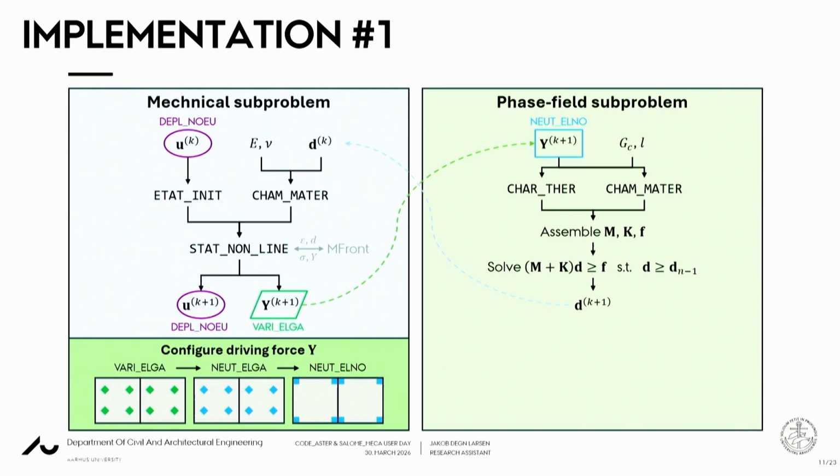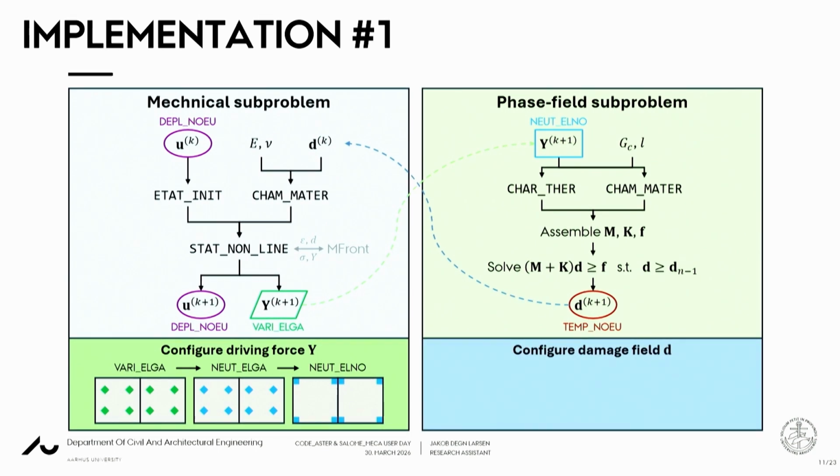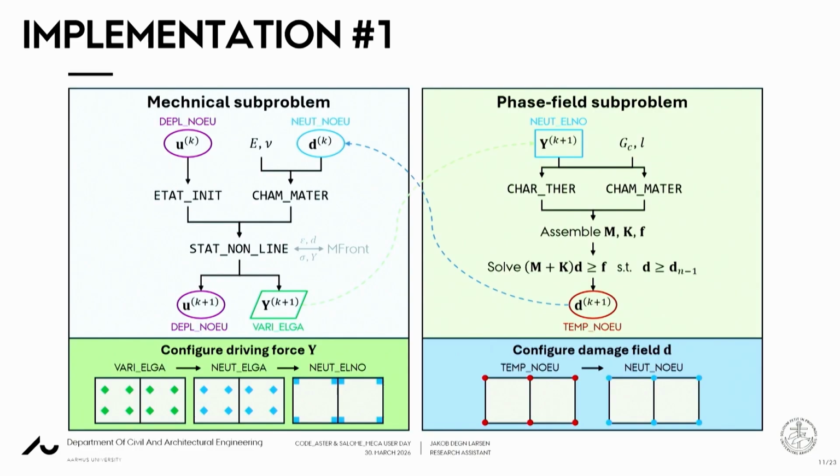And the same for the updated damage field of the phase field subproblem. This is a temperature field located at the nodes because we use this thermal analogy. And we also configure this damage field into a neutral field located at the nodes. And this is what we input in the mechanical subproblem. So this is the main flow of the implementation in Code Aster, all done in the Python interface.